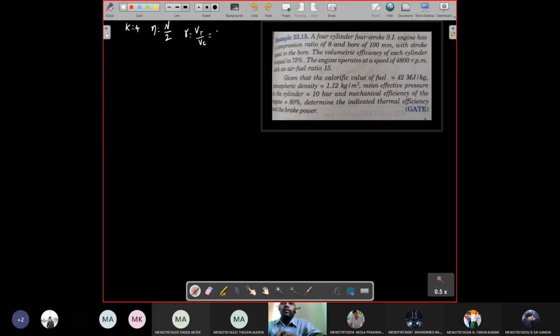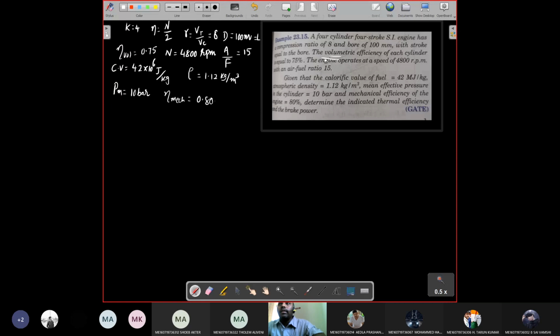Sorry, 8, not 6. And bore diameter is equal to 100 mm. And given that bore is equal to stroke, D is equal to L. And the volumetric efficiency of each cylinder is equal to 75%, that is 0.75. The engine operates at a speed of 4,800 rpm with an air-fuel ratio. Air to fuel is 15.